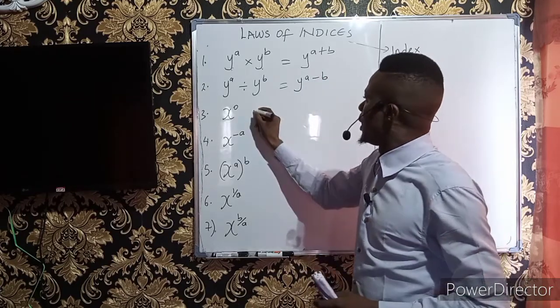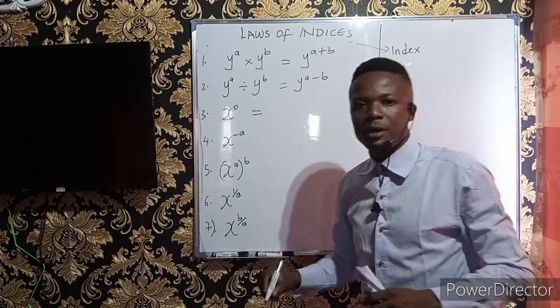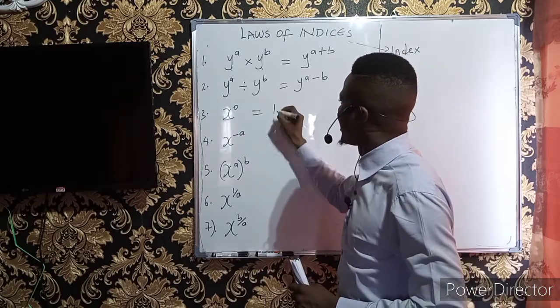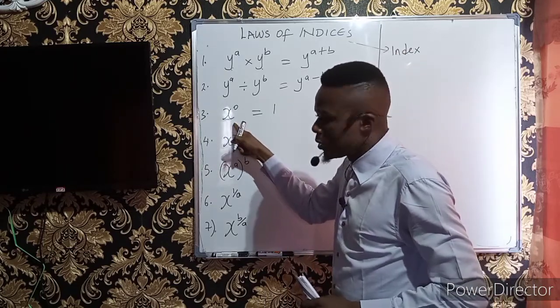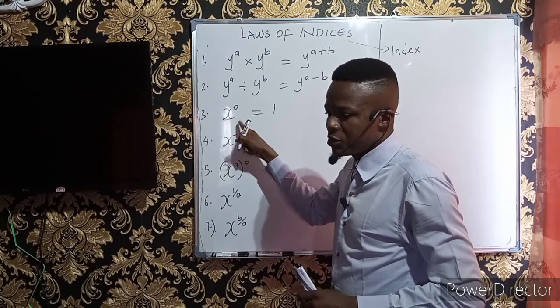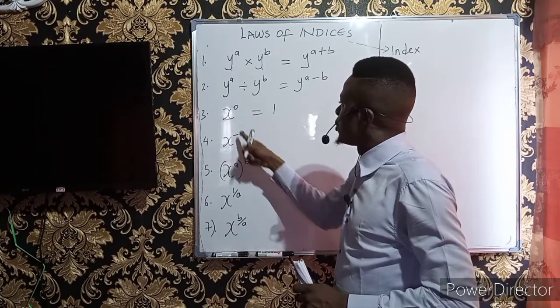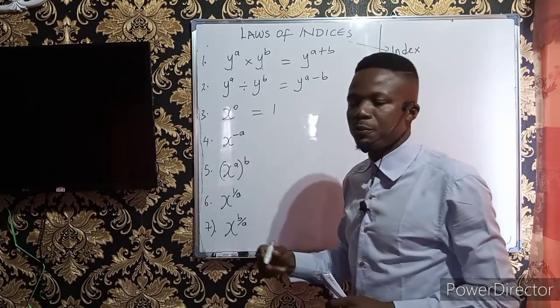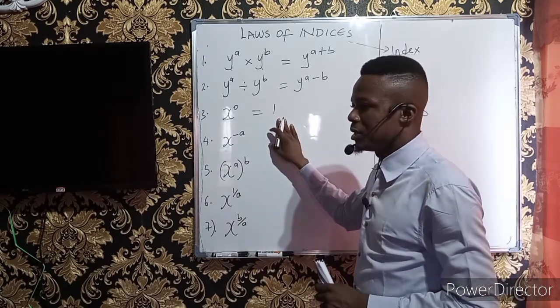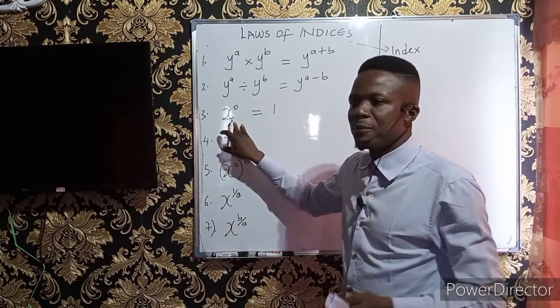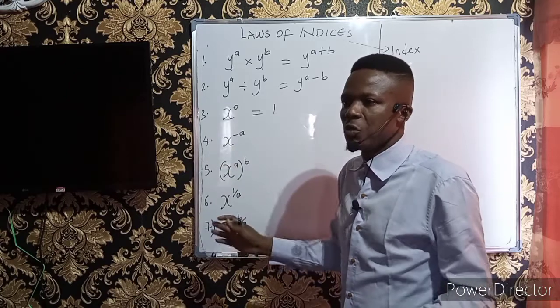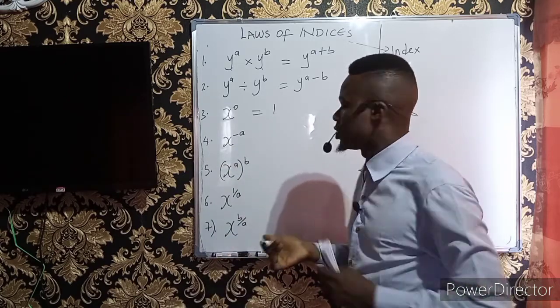The third one, where we have x power of 0: any number raised to the power of 0 is 1, apart from 0. Because 0 is not inclusive, 0 power of 0 is not 1. So apart from 0, any number raised to power of 0 will give us 1. Even though there is an argument here, some persons will tell you that 0 power of 0 is still 1, but that is not what we are here to discuss today.